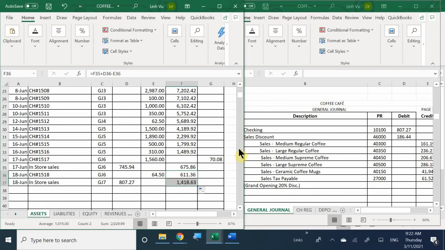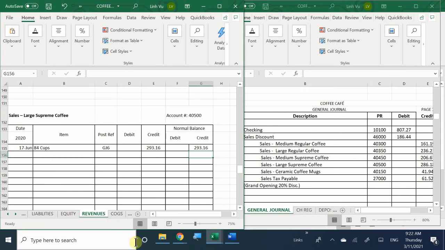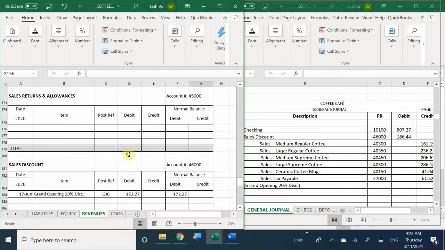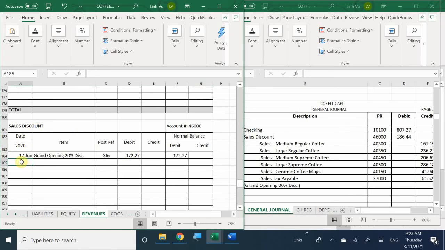Right. What's next? Where do I go next? Sales discount, which is our revenue. So we go to sales discount. Should be towards the bottom of the page. Sales discount. All right. June 18. Grand opening 20% discount.